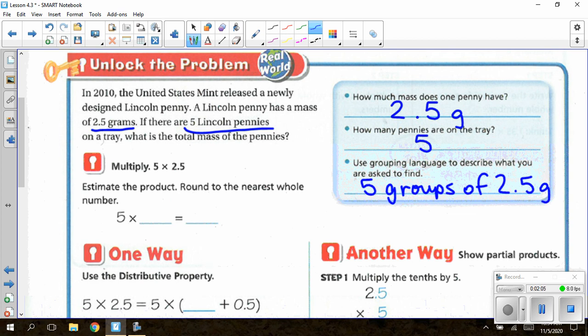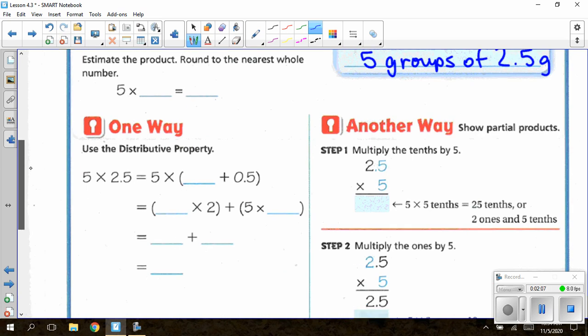So they have 2 different methods that they want us to show in order to help us understand what our answers should be close to. We are going to find an estimate first. So I know I have 5 pennies, and I know that each penny weighs 2 5/10 grams. Well, I am going to round to the nearest whole number.